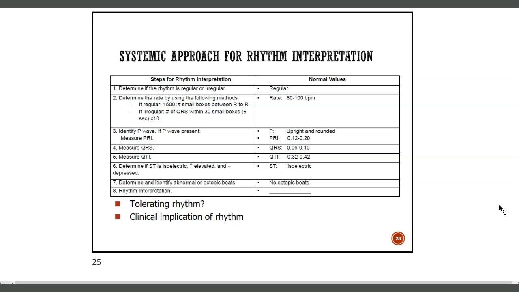In addition to measuring, regardless of what's showing on the monitor, you have to assess your patient. Even if it's abnormal, you have to determine: is the patient tolerating the rhythm? And is there any clinical implication of the rhythm? What's going on with the patient? Don't always just look at the monitor. You have to look at what's going on with your patient.